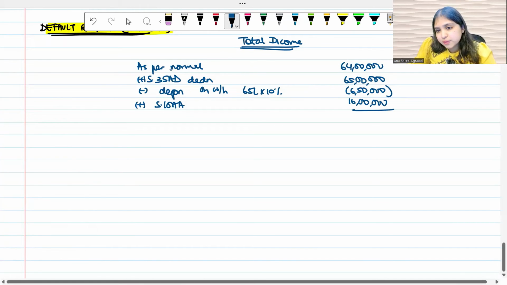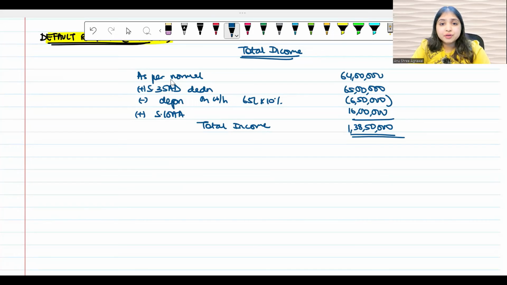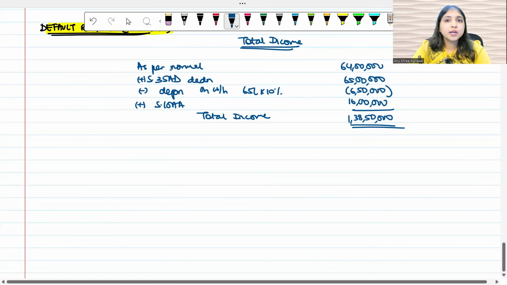So what is going to be my assessee's total income as per 115BAC? As per 115BAC, the assessee's total income is going to be 1,38,50,000. Do we get this number? As per 115BAC, I've done the calculation, guys. Under 115BAC I've done some reversals. You will not get any 35AD deduction. You will not get 10AA.